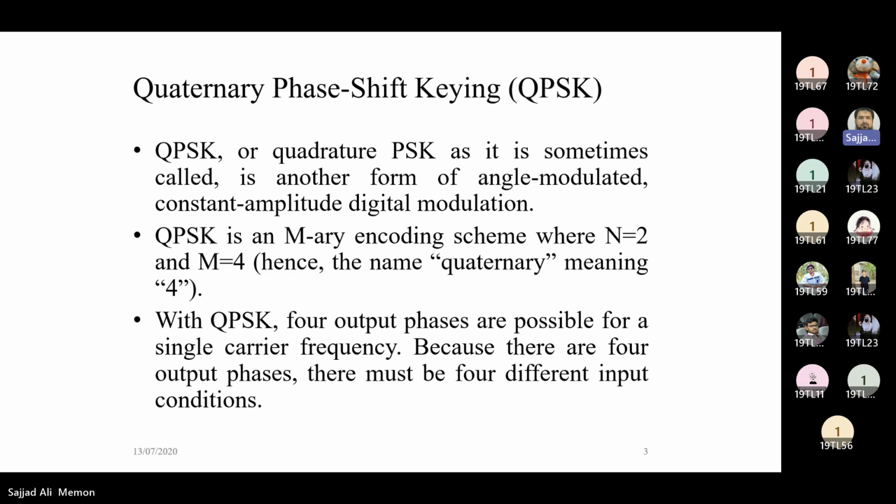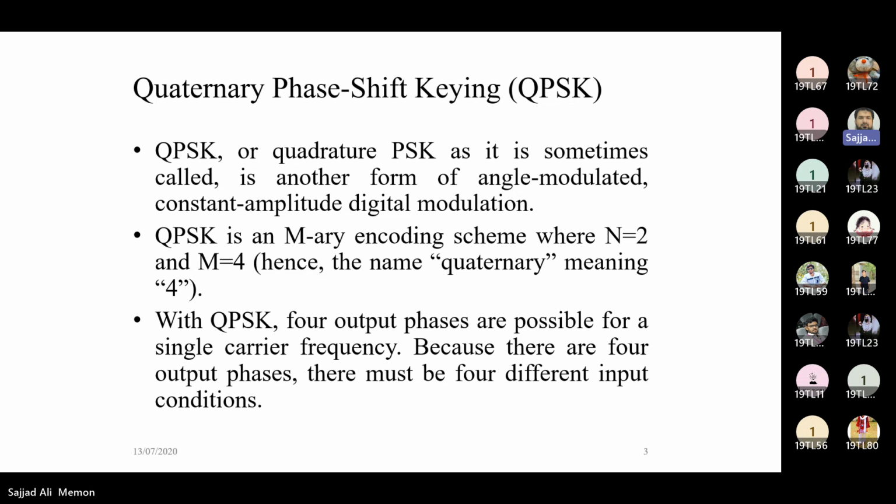After BPSK, we have QPSK, that is quaternary phase shift keying. Quaternary here represents 4 phases, meaning the carrier signal is shifted in 4 phases. So the information can change to any one of the phases. QPSK, or quadrature PSK as it is sometimes called, is another form of angle-modulated, constant-amplitude digital modulation.